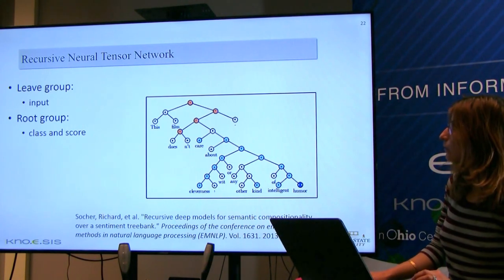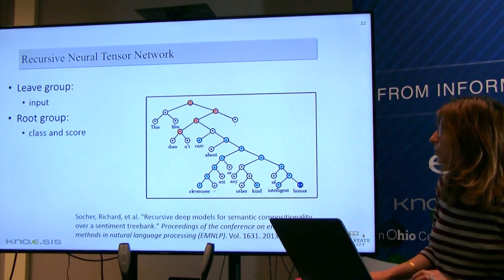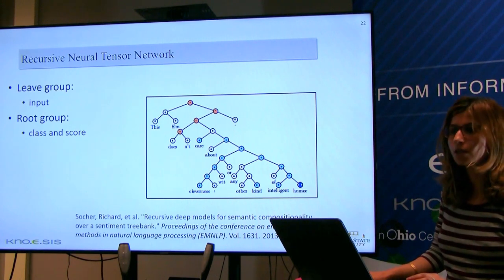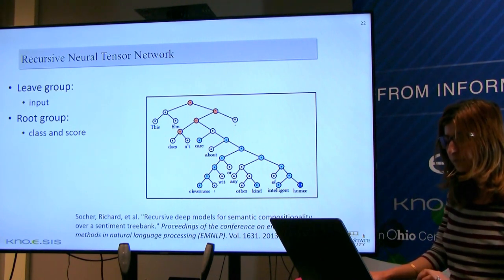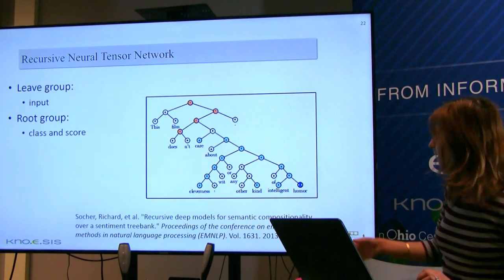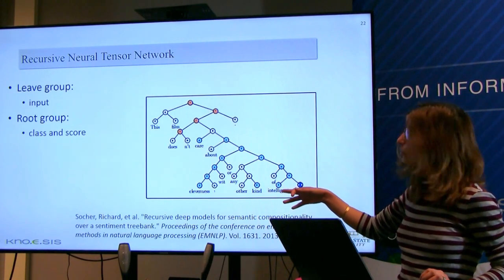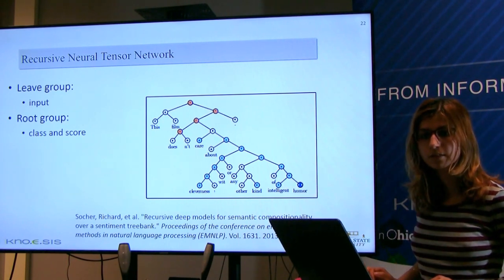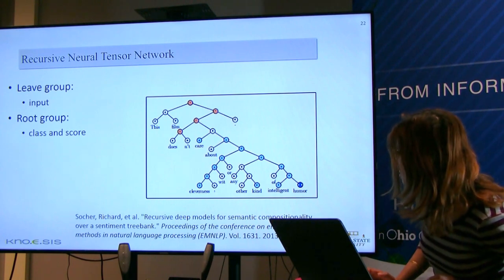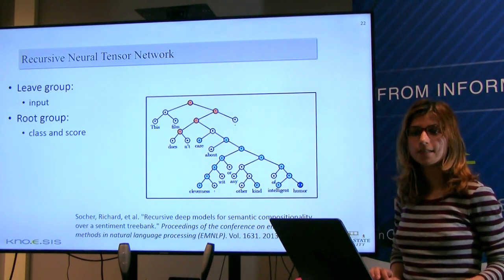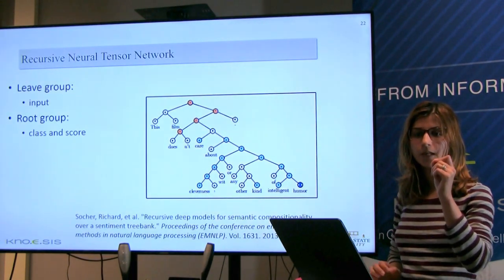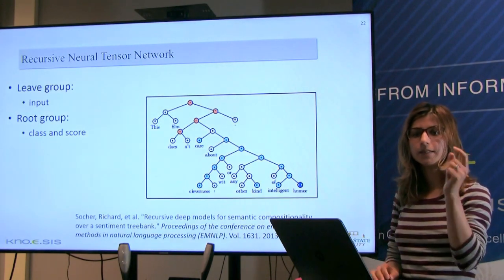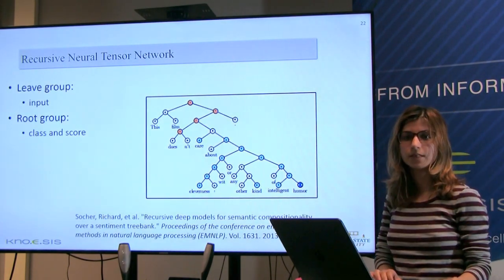Recursive neural tensor networks were also introduced by Richard Socher. They are very useful for NLP. The leaf group here is the input, and the root group is the output. What is the sentiment treebank? It is for sentiment analysis. The sentiment treebank is the data set of sentiment for words. So they have manually labeled the words for the degree of their sentiment.